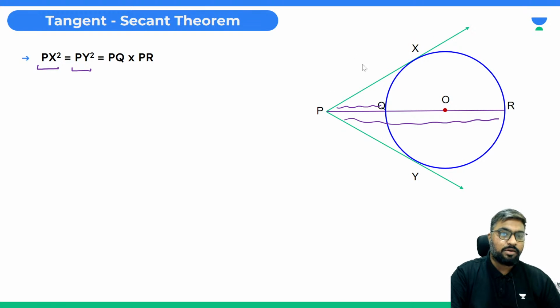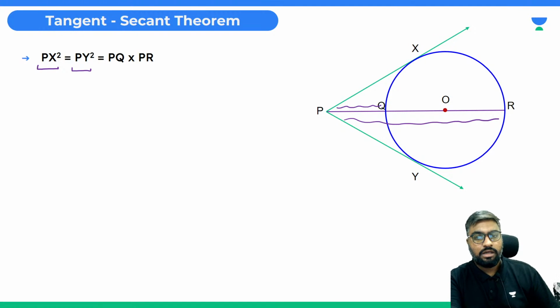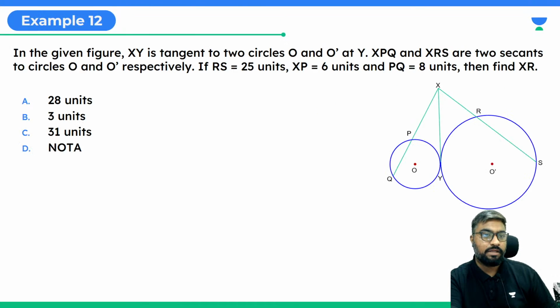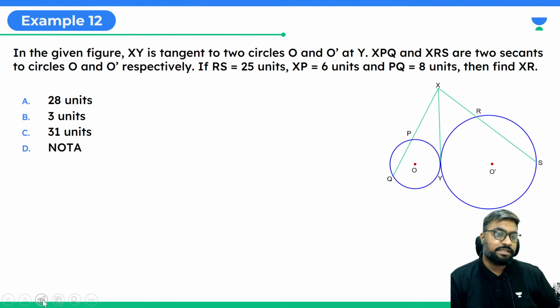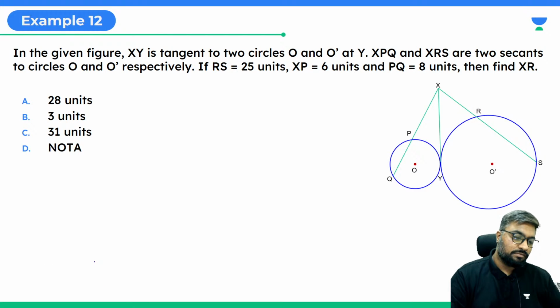Yes, PX square or PY square is going to be equal to what? PQ into PR. Again a very useful theorem, especially for triangles and similar triangles. Okay, let's try some example questions here. Give this question a try, guys.